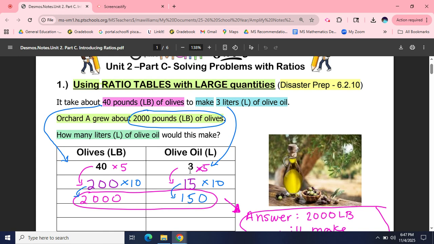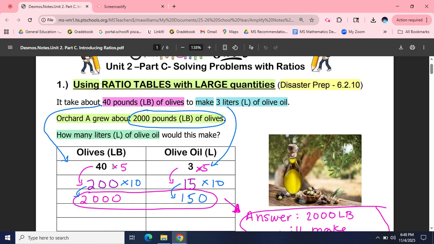So now I'm going to go into the question. Orchard A grew about 2,000 pounds of olives. All I know is if I have 40 pounds of olives, that makes 3 liters. So how many liters would 2,000 pounds of olives make? Now, if I'm looking at this, 40, let's say I'm struggling with thinking of how 40 could turn into 2,000. Well, if I look at the number 4, I know 4 times 5 makes 20, and that helps me get closer to the 2,000, that 2 number in the front.